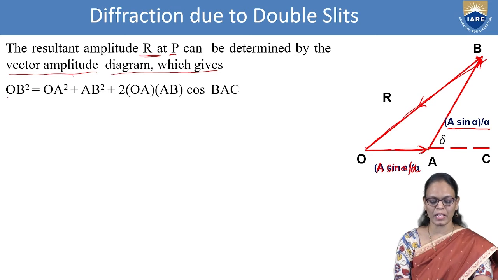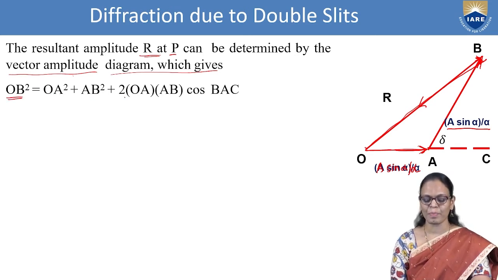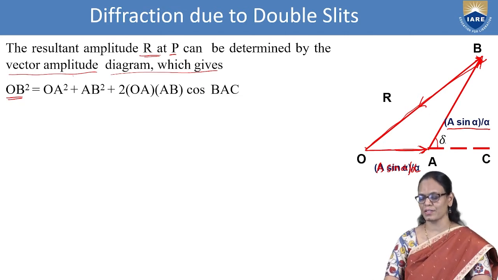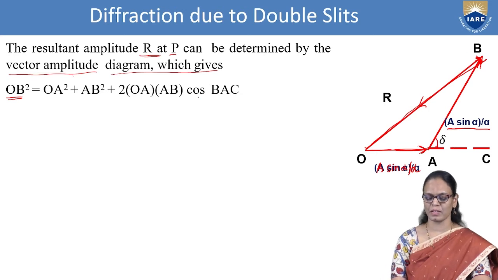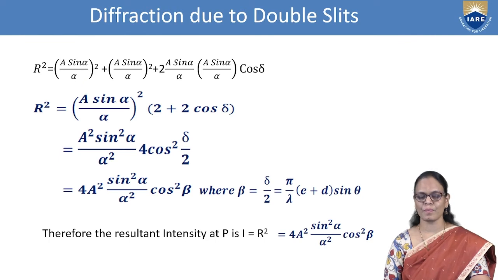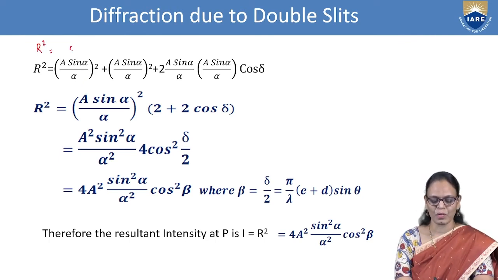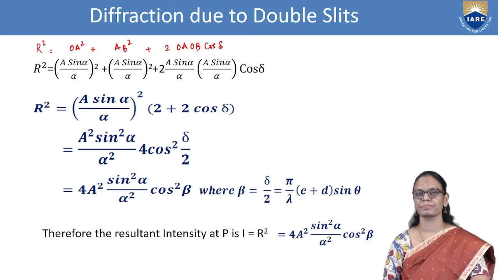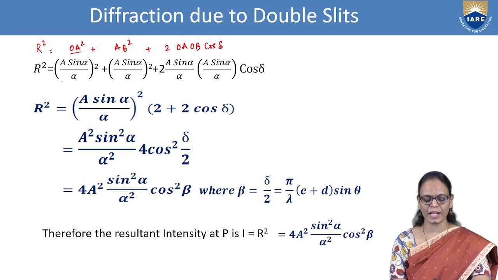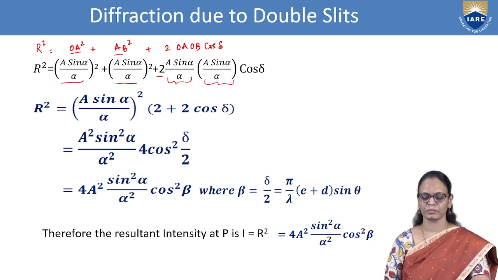So we write OB square is equal to OA square plus AB square plus 2 OA into AB into cos BAC. It means we are going to take this angle, which is the angle between the two vectors. So now we substitute. We have R square is equal to OA square plus AB square plus 2 OA into OB into cos delta. What is our OA? A sin alpha by alpha. What is our AB? A sin alpha by alpha. Plus 2 OA into AB into cos delta, the angle between them.